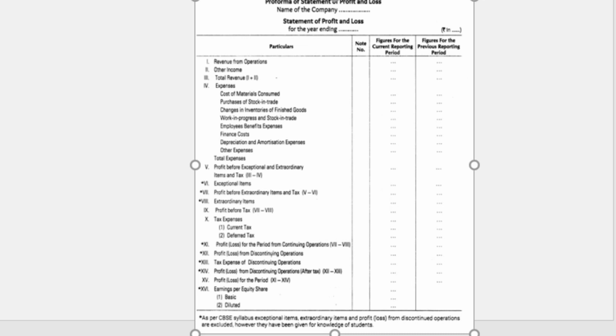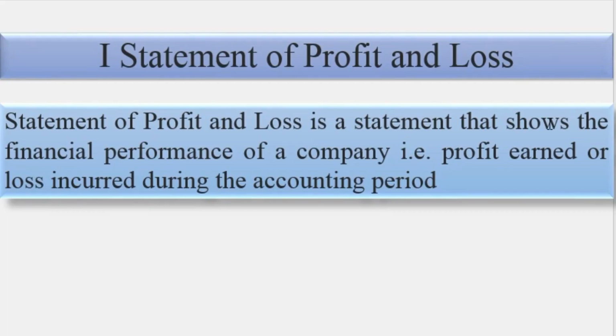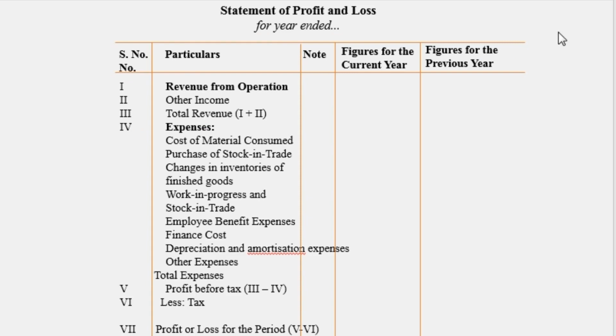So first of all we understand what is the meaning of the statement of P&L. The statement of P&L is a statement that shows the financial performance of a company, the profit earned and loss incurred during the accounting period. That is, revenue minus expenses. If we get a positive amount, that is our profit. If we get a negative amount, that is our loss. In this class you have to remember the statement of P&L up to this limit.